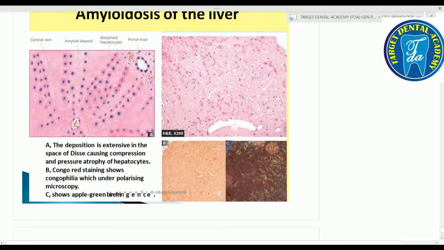While in amyloidosis of the liver, these are the atrophied hepatocytes. The deposition is extensive in the space of Disse, causing compression and pressure atrophy of the hepatocytes. The Congo red staining shows Congophilia, which under polarizing microscope shows apple green birefringence.